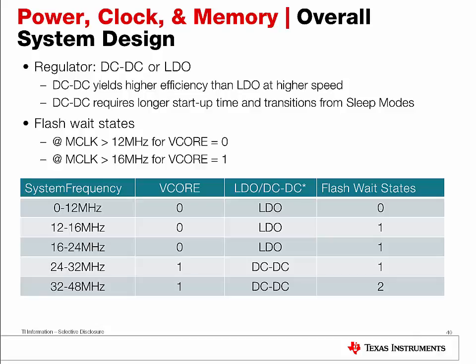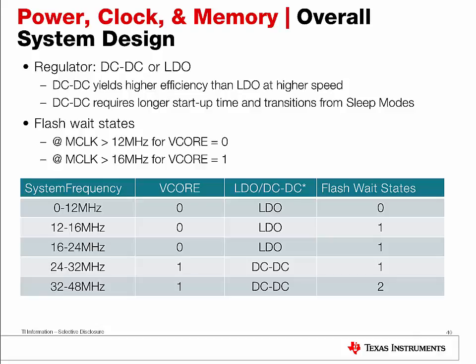So first off, the number one requirement for any application is the CPU speed. And depending on the CPU speed, you must determine the right power management configuration as well as the memory configuration that meets that requirement. So for example, on MSP432, if the system runs anywhere from 0 to 24 megahertz, you can use vCore level 0. However, if the system runs anywhere from 24 to 48, you will need to boost the vCore to level 1.